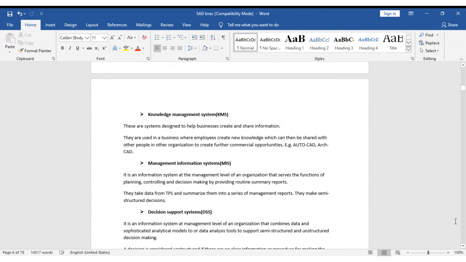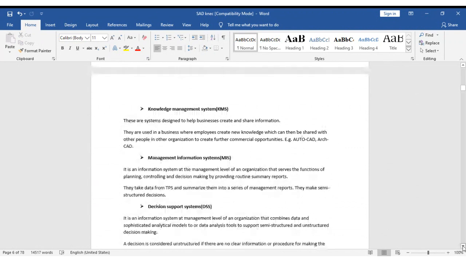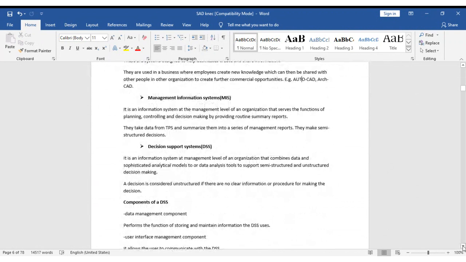Then we have MIS, Management Information System. It is an information system at the management level of an organization that serves the function of planning, controlling, and decision making by providing routine summary reports. They take data from TPS and summarize them into a series of management reports. They make structured and semi-structured decisions.